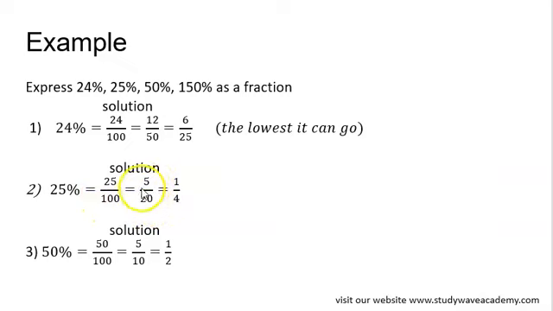Can this still be divided? Yes, it can. This is not the lowest form. So we can still divide it. And 5 can divide itself, and 5 can divide 20. If 5 divides itself, it will give us 1. And if 5 divides 20, it will give us how many? 4. Because 5 times 4 gives us 20, right? So our answer is 1/4. Okay, so the fraction of 25% is 1/4. Do we understand?